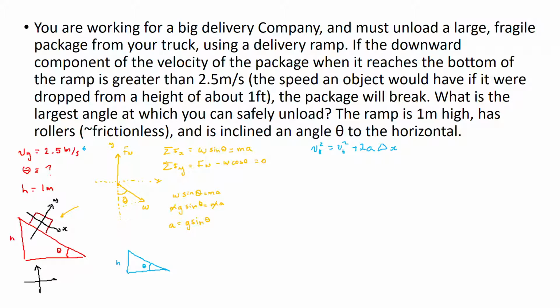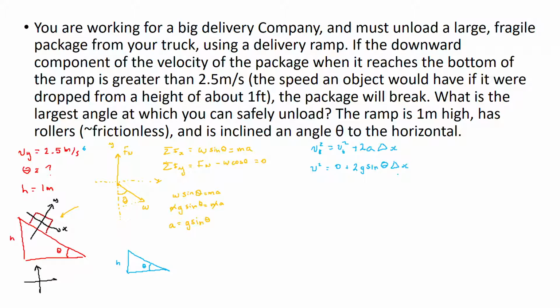So, if we solve for this, we know the final velocity, we know the initial velocity is going to be 0. We know 2 times the acceleration, which is gravity sine of theta, delta x. So we know the final velocity, we know 2, we know the gravity, but we do not know what the angle theta is and what x is.